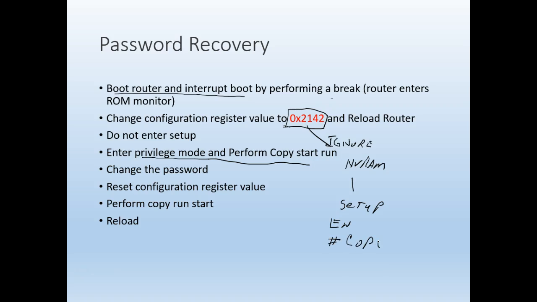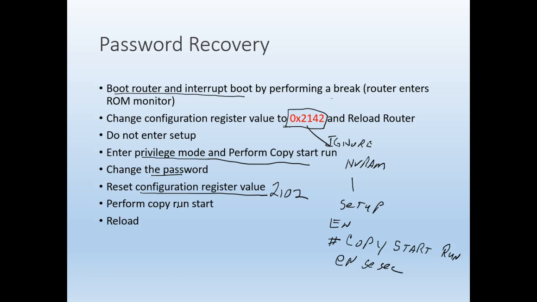Then we're going to copy, and we usually copy run start, right? In this case, we're going to go the other way around. We're going to copy the startup configuration file to the running configuration file. And then we're going to change the password, enable secret. Change the password. Reset the configuration register to 2102 so that it will then read the configuration file when you start up.